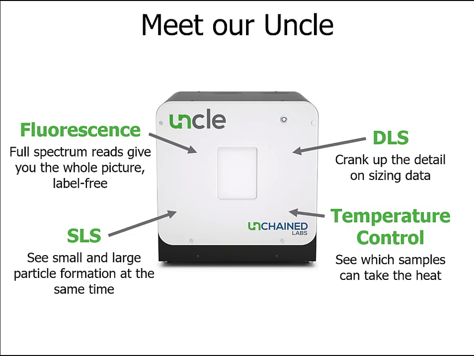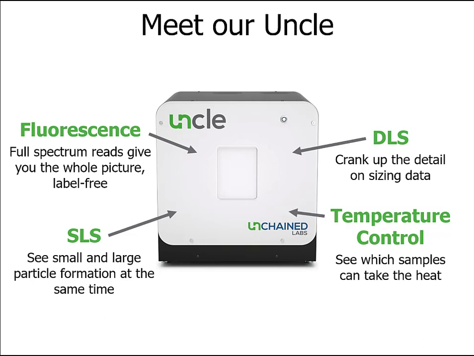UNCLE can see the full spectrum for fluorescence to give you the option to look at protein intrinsic fluorescence and evaluate tyrosine and tryptophan fluorescence, or use any of an arsenal of fluorescent dyes. Simultaneous with that fluorescence experiment, you can use static light scattering to monitor how the same sample aggregates. UNCLE uses SLS at 2 wavelengths so you can track small and large particles at the same time.